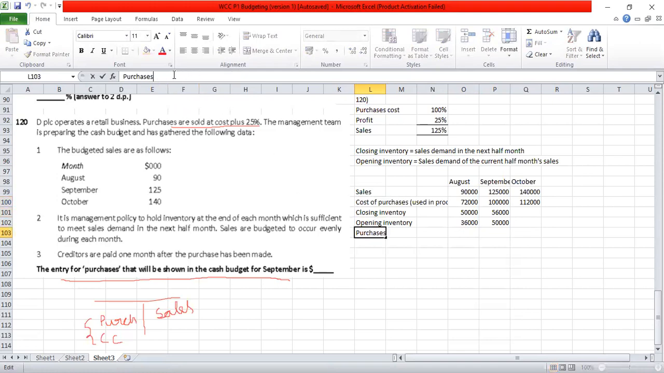Purchases made. How much did they make? How many units did they purchase? So purchases made is equal to, what is the logic? The cost of purchases used in production plus the ending inventory minus the beginning inventory. That's the equation, no? You remember what is the equation?